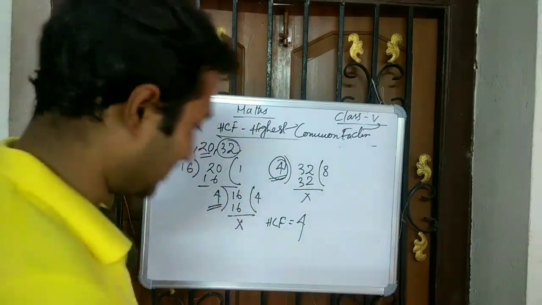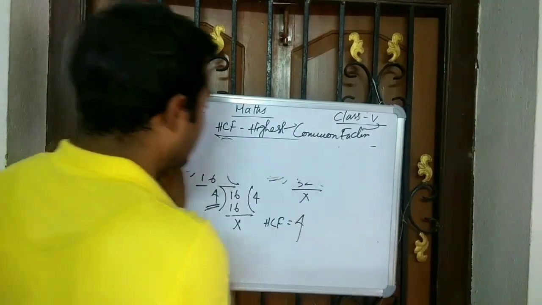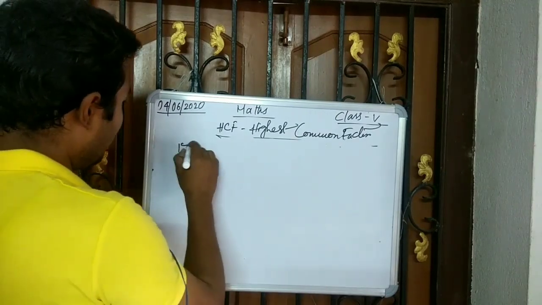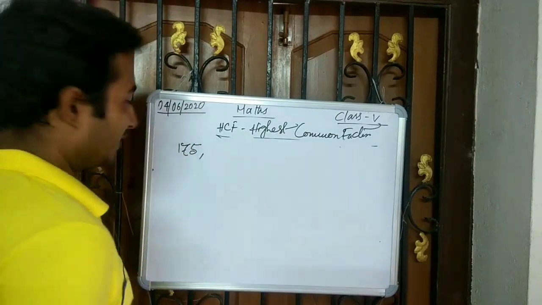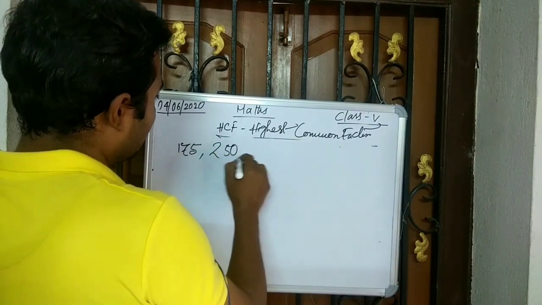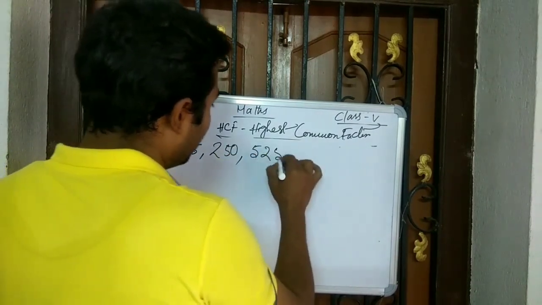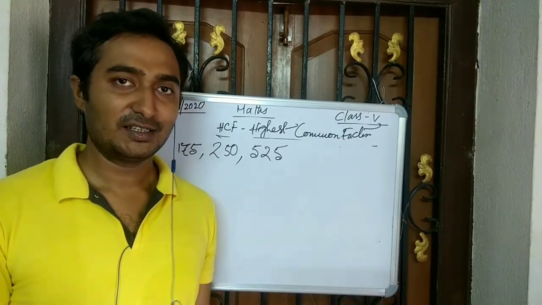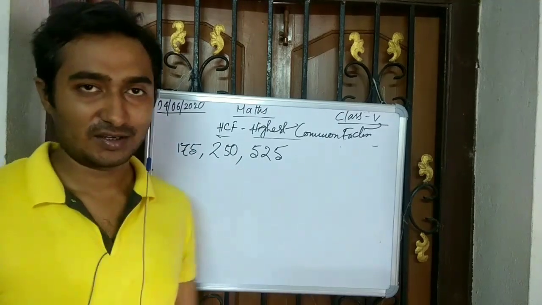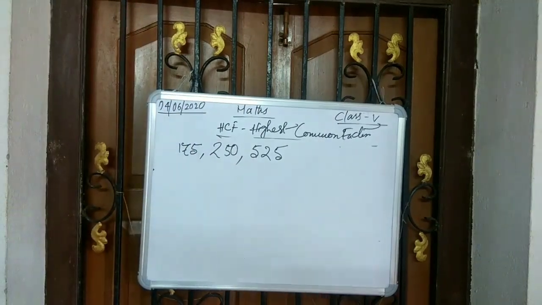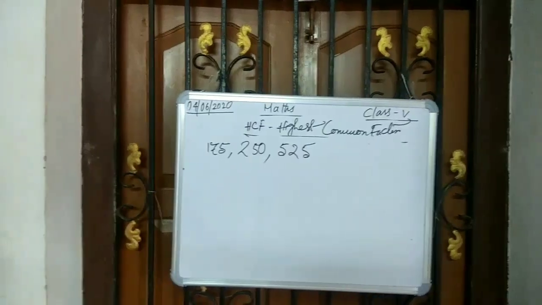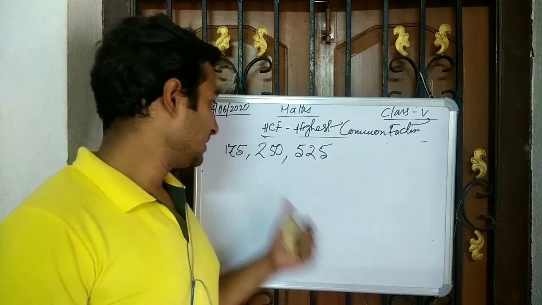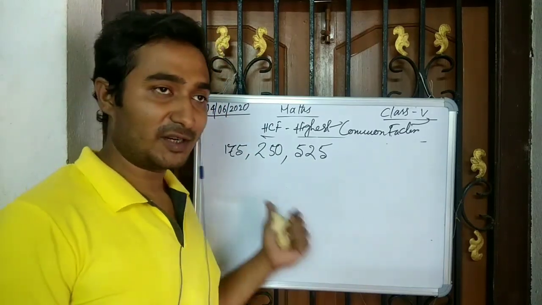Let's try a large number. For a large number, we need some large numbers. Suppose take 175, 250 and 525. These three numbers. If we do this using the other three methods, then it will be very long. So for that purpose, using the long division method, it becomes very easy.